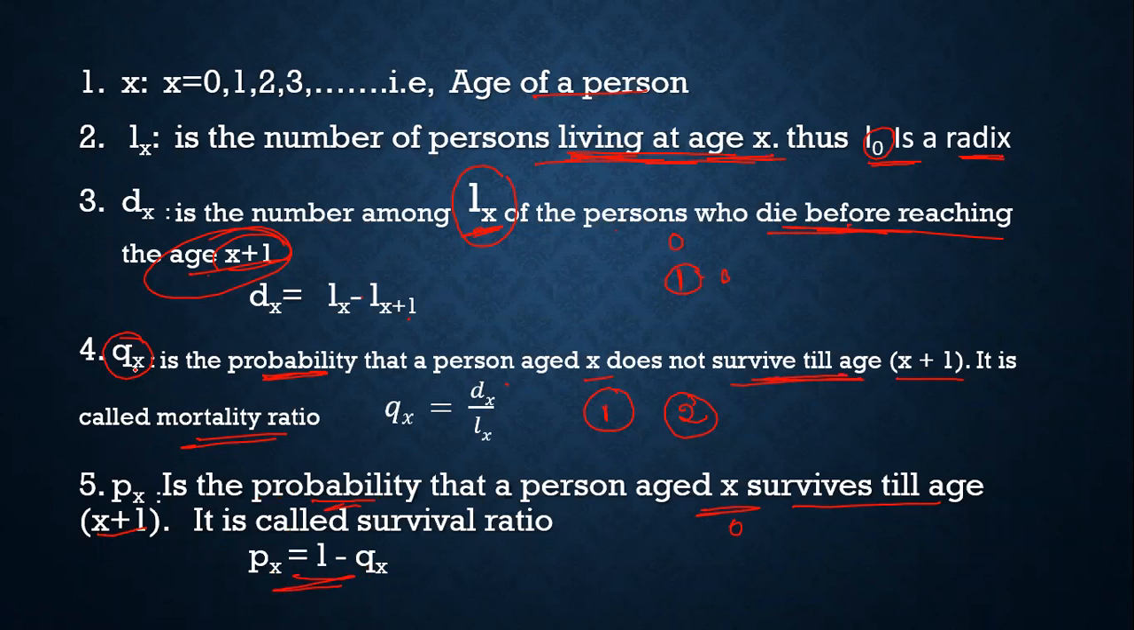Now QX is nothing but here they may give us in the question DX and the value of LX. With the help of this, first we have to find the QX so that we can apply it in this formula. QX is who does not survive; if we subtract it from the total, that is out of 1, minus those who are not survived, the death rate, we can find out the remaining who survive at X plus 1.